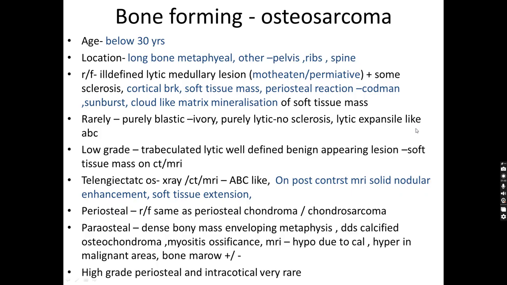Then second is osteosarcoma. It is a below 30 lesion. It will involve the long bone metadiaphysis. Then it will have aggressive type of lytic lesion like moth-eaten permeative lytic destruction, wide zone of transition. It will have cortical break, soft tissue mass, periosteal reactions which are of malignant, aggressive nature like Codman triangle, sunburst type of periosteal reaction, and rarely it can have a cloud-like matrix mineralization going in favor of osseous nature of the tumor.